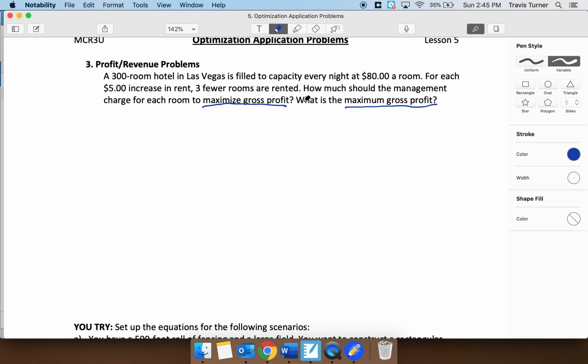So how much should they charge? So how much do they want to figure out here? The first thing we're going to do is, we don't know how many times they're going to increase the rent and then lose 3 fewer rooms. So that's our variable, and that's always going to be the case. So let's say let x represent the number of price increases.